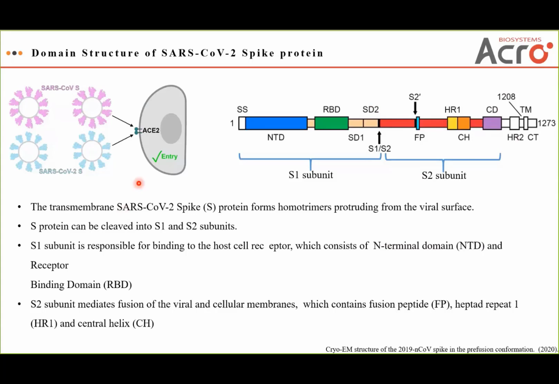Spike protein contains 1,273 amino acids and can be cleaved into S1 and S2 subunits. The S1 subunit is responsible for binding to the host cell receptor. It consists of the N-terminal domain, or NTD, and the receptor binding domain, or RBD. The S2 subunit mediates fusion of the viral and cellular membrane, which contains fusion peptide FP, heptad repeat 1 HR1, and central helix CH.